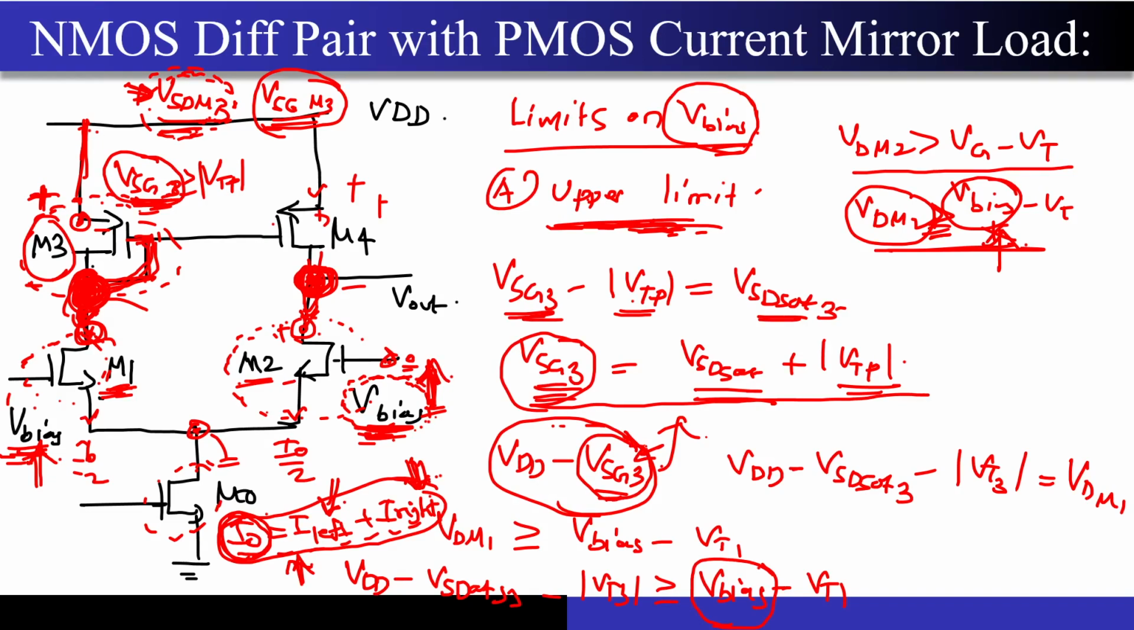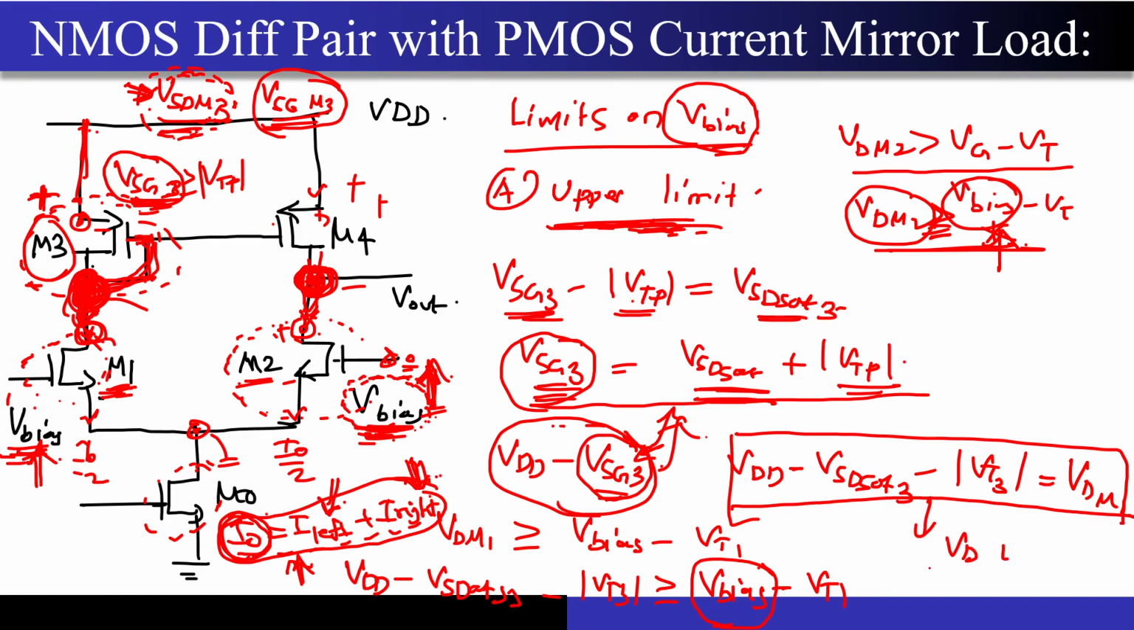Now to find the VSG3, I have written it in terms of the overdrive voltage, because this is what designers usually give, 100 millivolt or 200 millivolt. Once this VSG3 is fixed, the VDD minus VSG3 value is this particular quantity that I am highlighting over here. Once this is fixed, this is the drain voltage of M1. Now this drain voltage of M1 has to be greater than the gate voltage minus the threshold voltage to satisfy the saturation condition. This condition I have written over here.